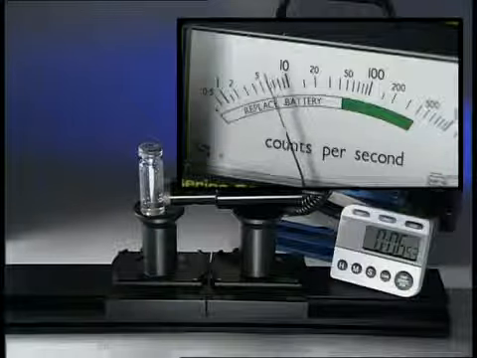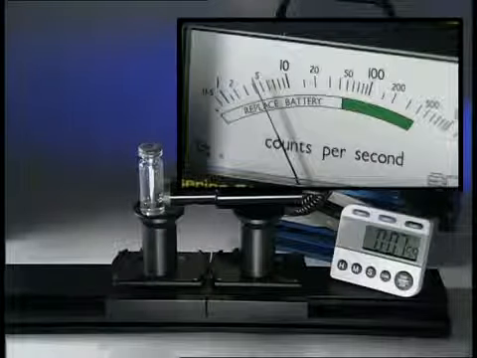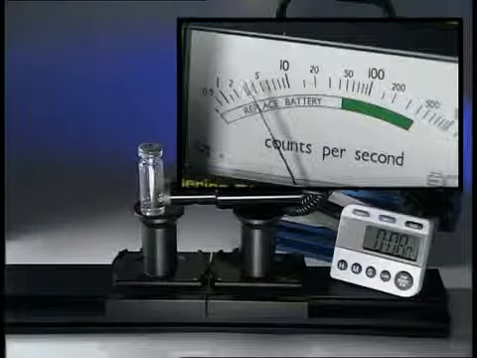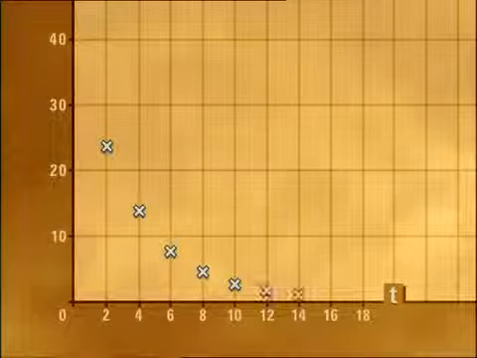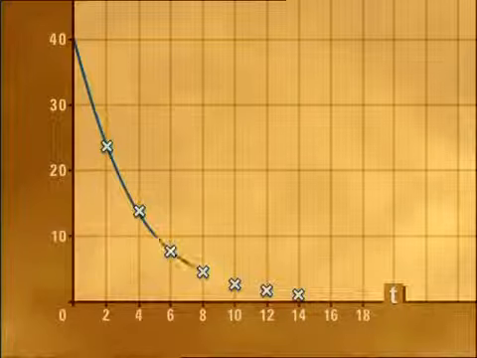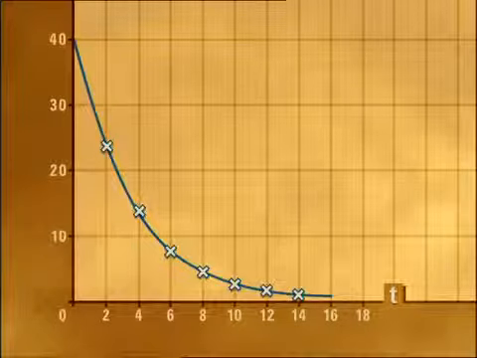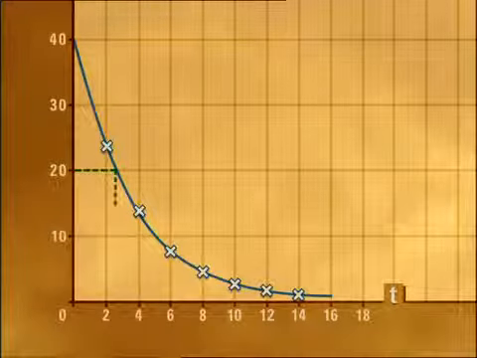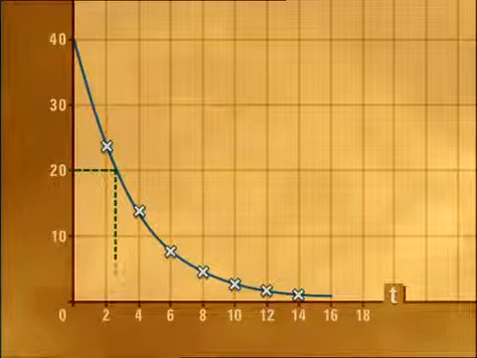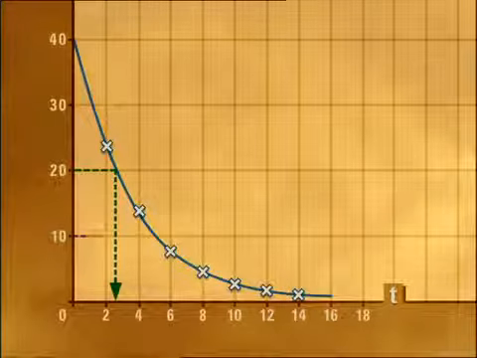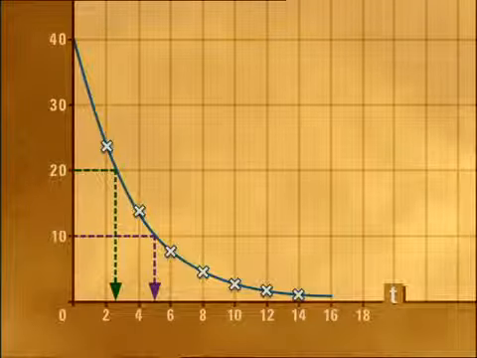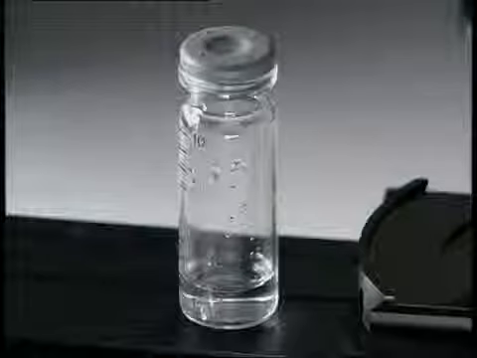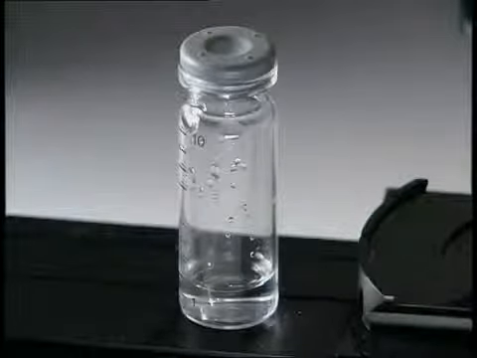The time taken for the activity of the sample to fall by half is known as its half-life. Plotting a graph of count rate against time produces a smooth curve. The activity falls to half its original value in just 2.5 minutes. It falls by half again 2.5 minutes later. So the half-life of barium-137m must be 2.5 minutes.